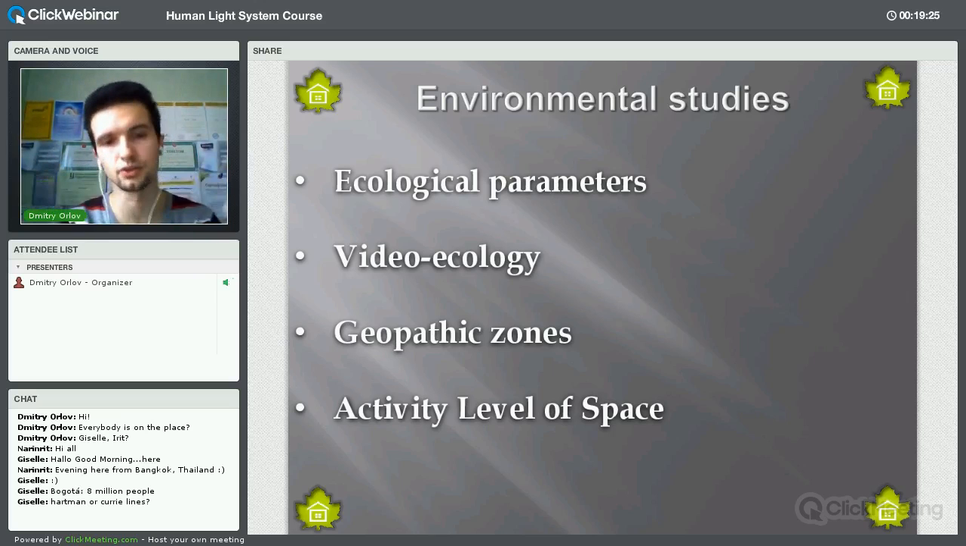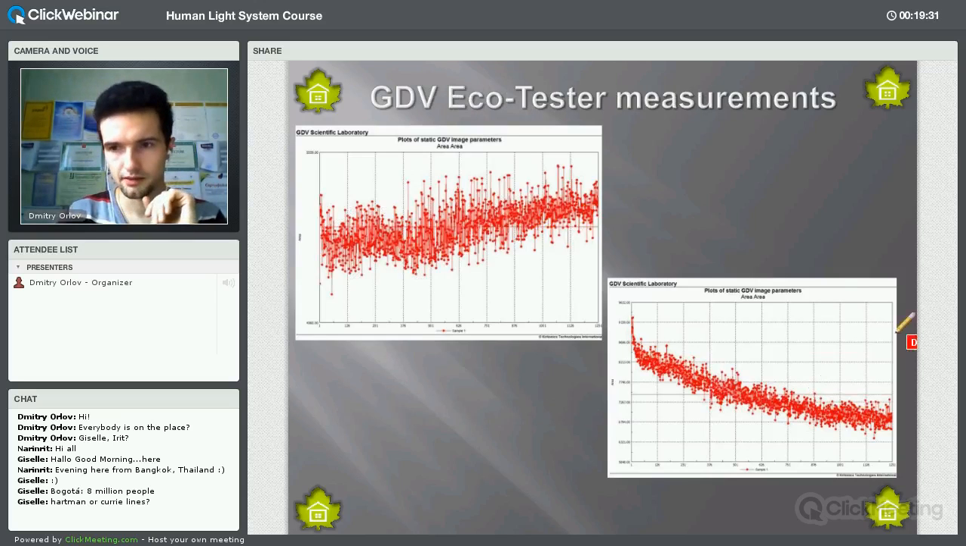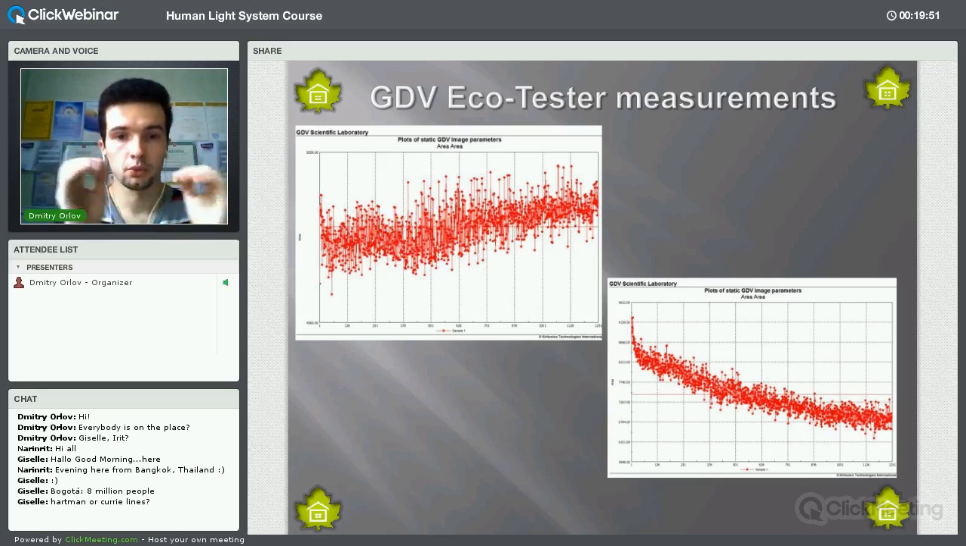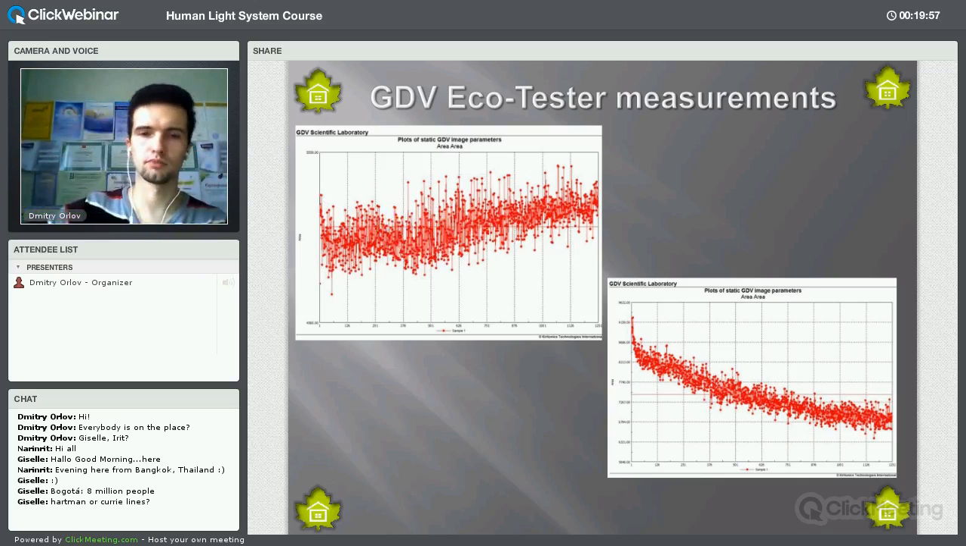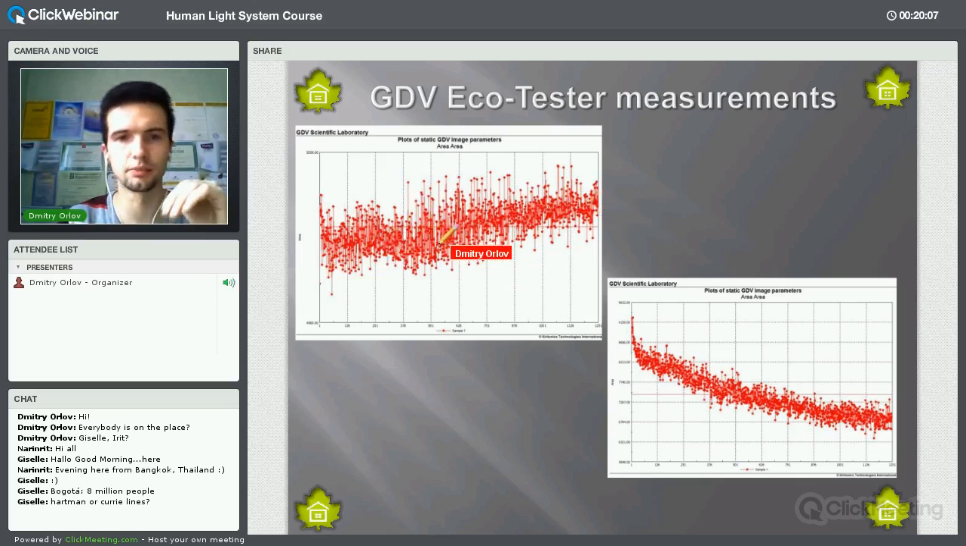It is called activity level of space, or activity level of environment. So what it is: it is based on measurements with the EcoTest or Bio-Well with the Sputnik antenna, where you can put the device with the antenna, with the Sputnik, on some specific point and make a long-term test. And then study the variability of the signal in time. So you can see that in some places variability is higher, in some places it is lower, etc.